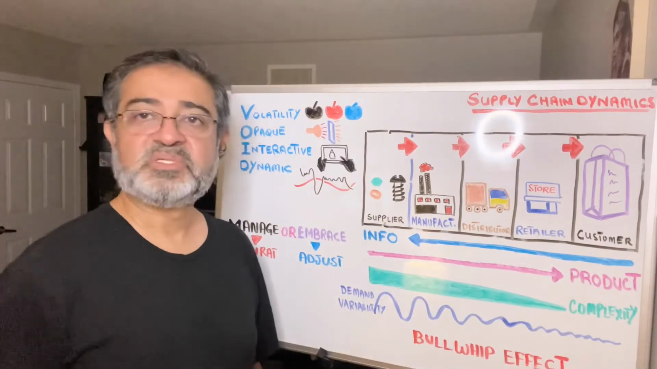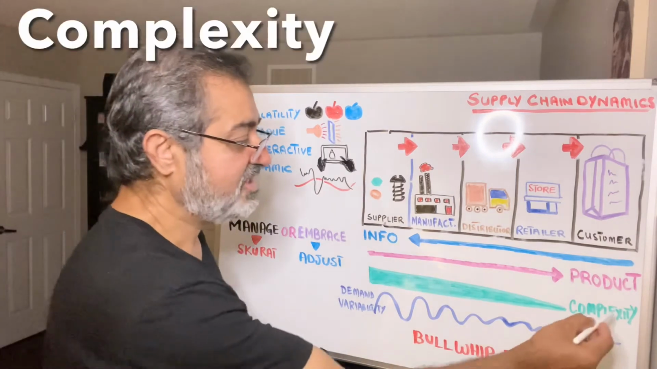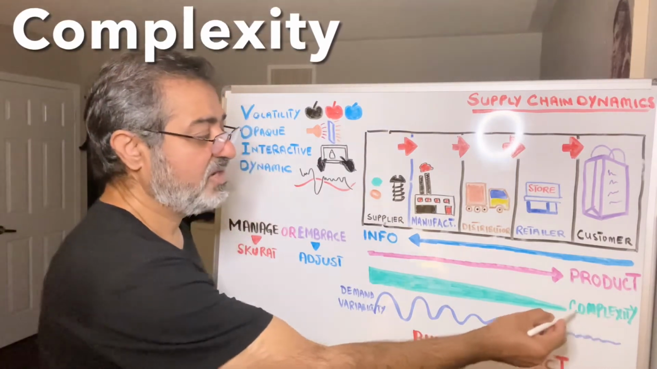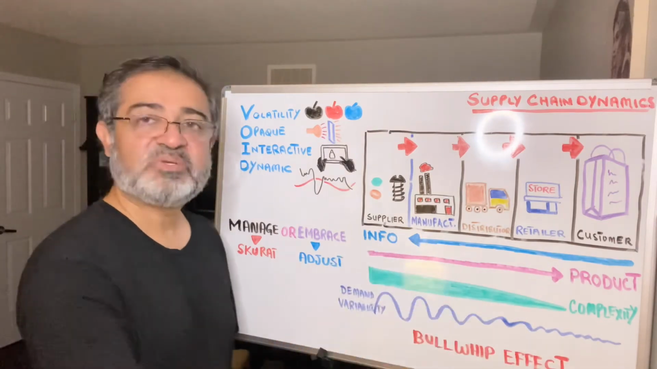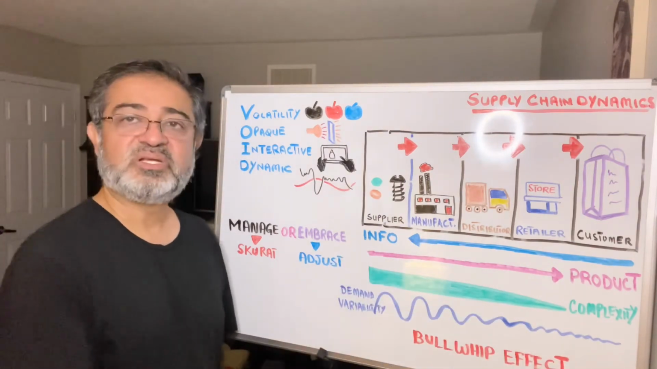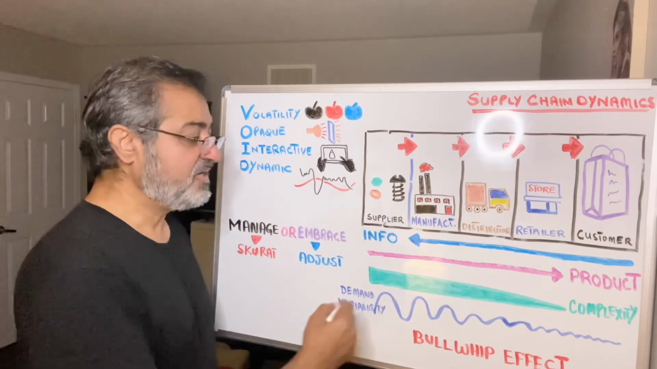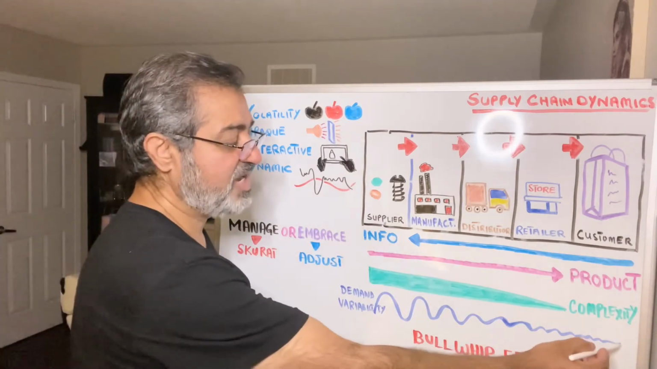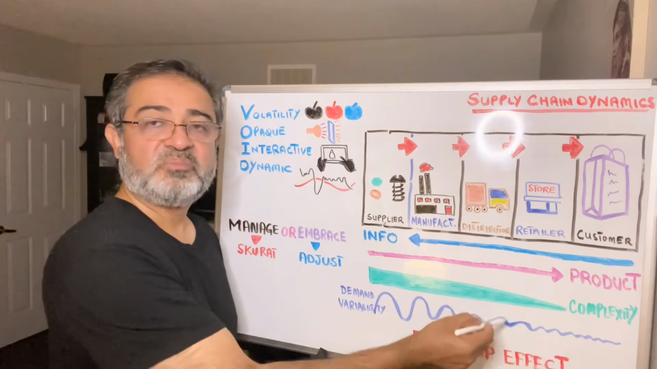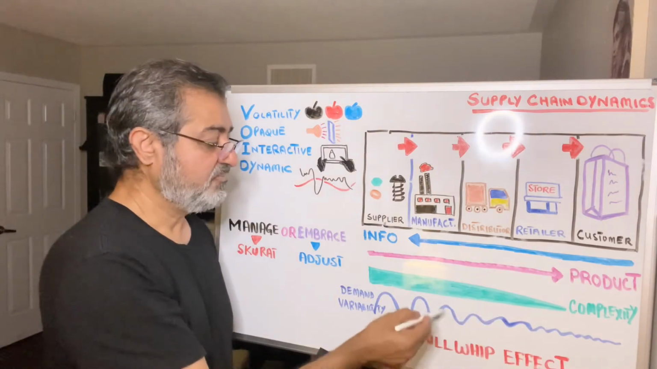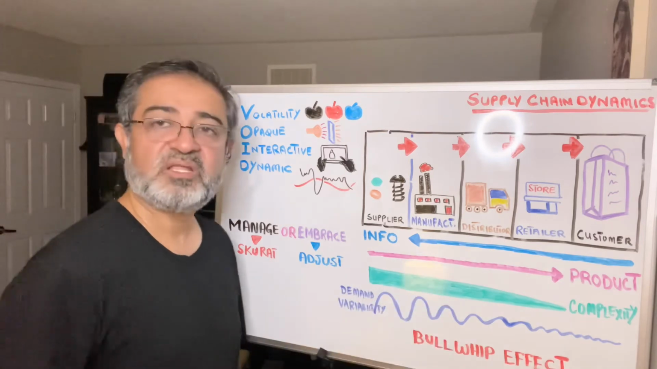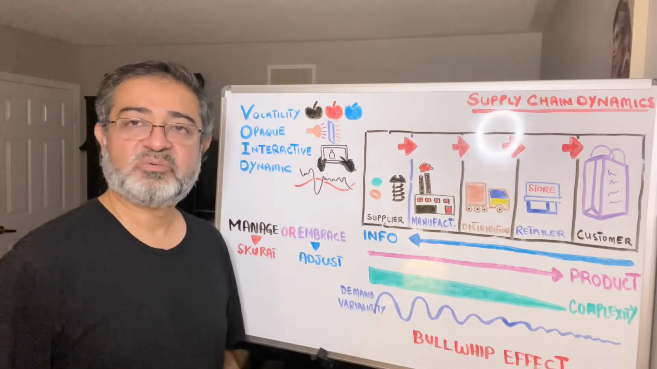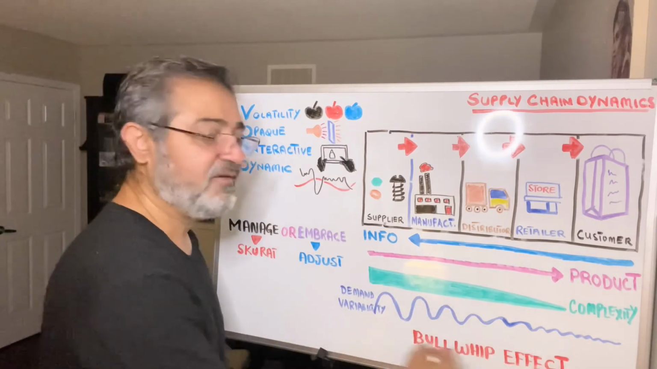It just so happens that complexity in the supply chain increases as you move upstream from customer to supplier. And that mainly happens because of demand variability. Demand is pretty much stable at the customers, but as you move upstream, the demand fluctuates more often, and you see a huge effect, which in supply chain terminology is called the bullwhip effect.